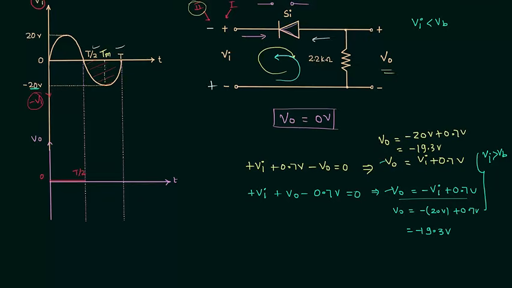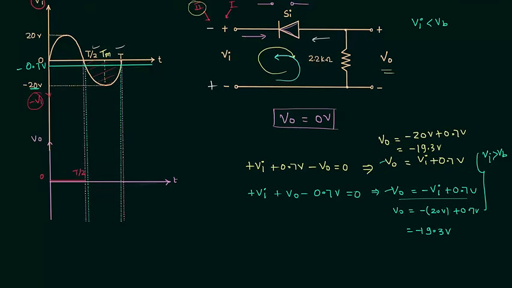So we have to show the barrier potential, that is 0.7 volts, and because of the position of the diode we have to give minus 0.7 volts to make it forward bias. This is the point of intersection between the 0.7 volts line and the input waveform. I will extend this point like this, and I will also extend this point of intersection like this.